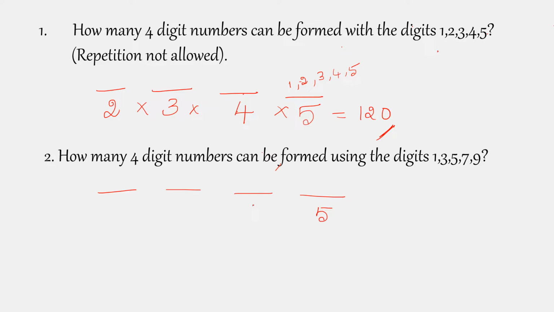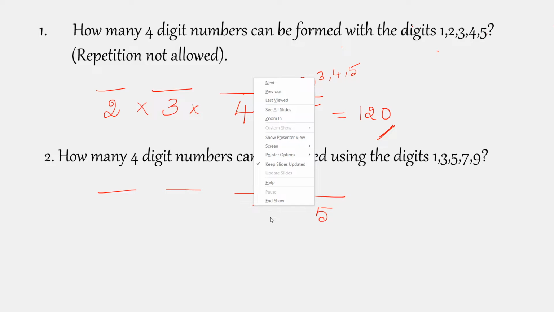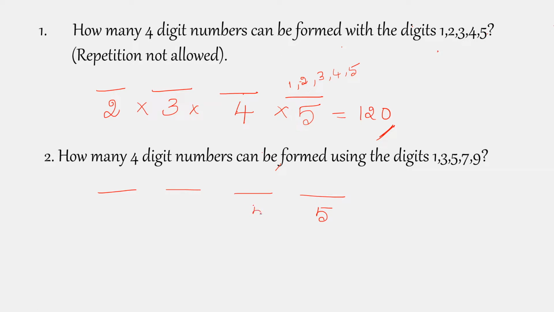And here repetition is allowed. Coming to the second digit, repetition is allowed, so I have the freedom of writing 5 here. Again no restriction, so again 5, and here also 5. This should happen, this should happen, this should also happen, and this should also happen. And means multiplication, everything should happen. Therefore, 5 into 5 into 5 into 5, 25 squared. So 625 is the answer.